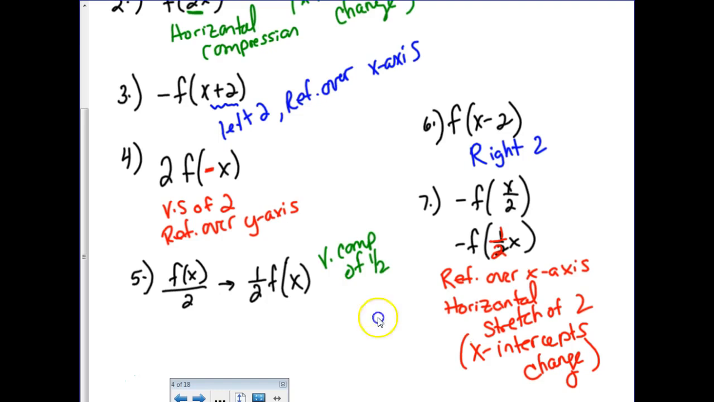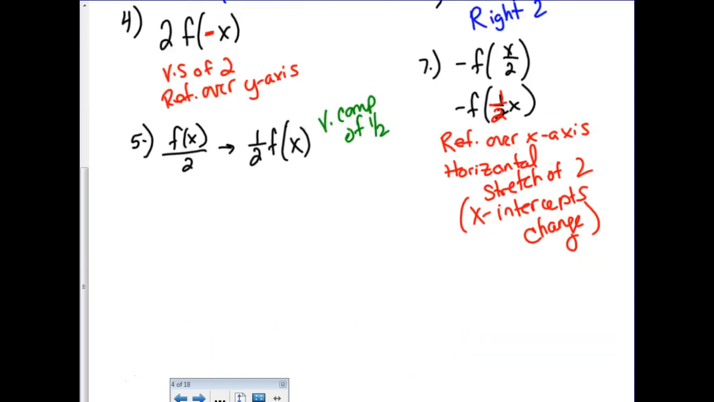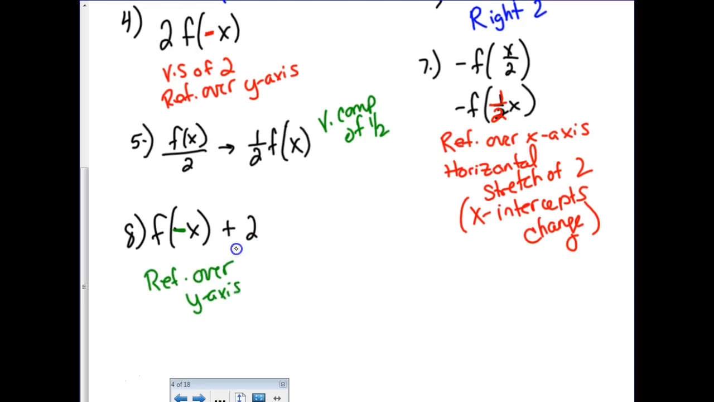All right, number 8. This is the world's largest slide, sorry. Number 8 says f of -x and then plus 2. So again, this time we have a reflection across the which axis if it's inside like this? The y-axis, good. And then that's a horizontal movement. This guy's a vertical movement, so order doesn't matter here. So shift it up 2 and also reflect it across the y-axis.